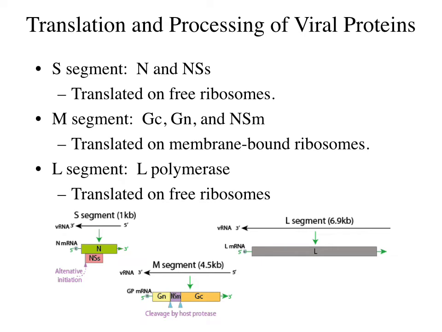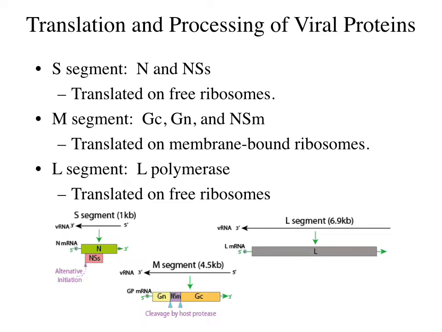Now, when we look at the translation and processing of viral proteins, remember there are 3 segments. The small segment carries the N protein, the nucleocapsid protein, and a small non-structural protein. These are translated on free ribosomes.